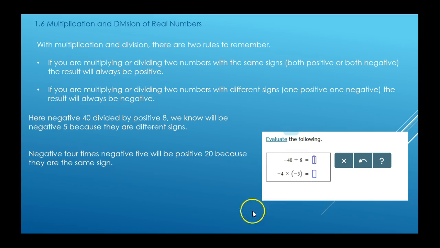So, looking at this problem, negative 40 divided by 8. Well, we know 40 divided by 8 is 5. We have opposite signs, so this means we're going to have a negative outcome. So our 5 is going to be negative. Multiplying 4 times 5 we know is 20. Both of our numbers are negative, and remember rule 1, if they're both positive, both negative, the outcome is always positive. So negative 4 times negative 5 is a positive 20. Negative 40 divided by a positive 8 is going to be a negative 5.